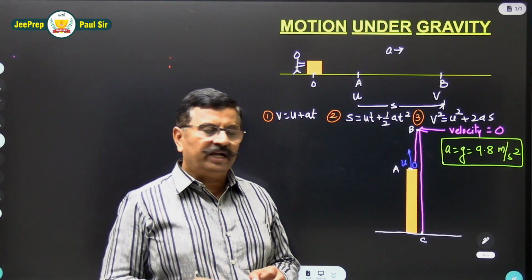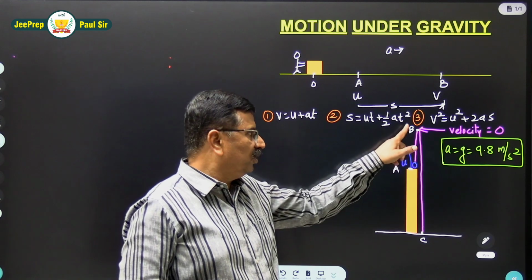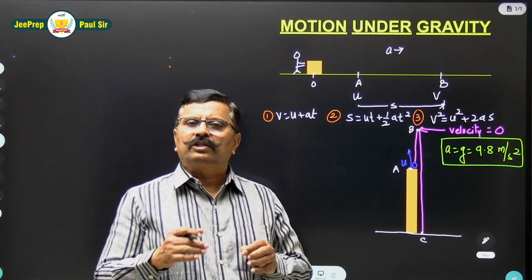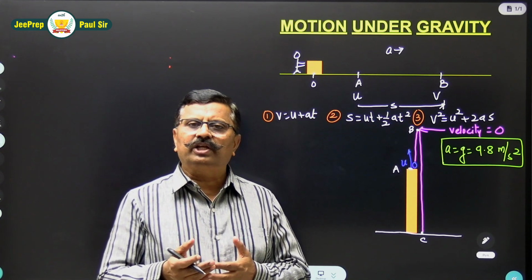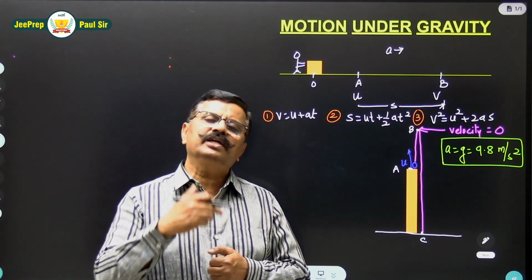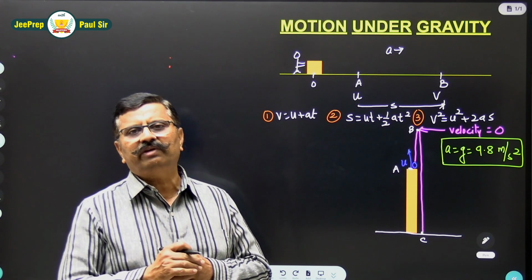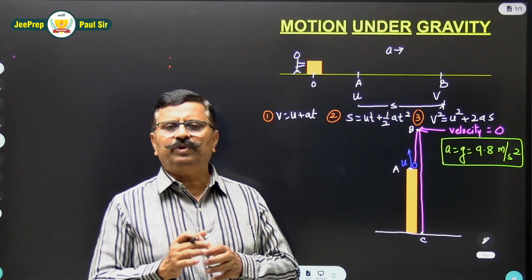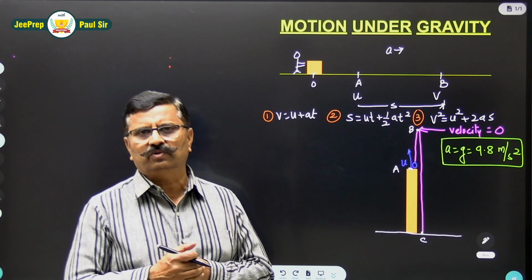The meaning is that when the body is falling from a certain height, when the body starts approaching the ground, then the body experiences an acceleration due to the effect of gravity. So this acceleration caused due to the effect of gravity is the acceleration due to gravity, and the value of this acceleration due to gravity is 9.8 meter per second square. And for calculation purposes, many times we take a equal to 10 meter per second square also.